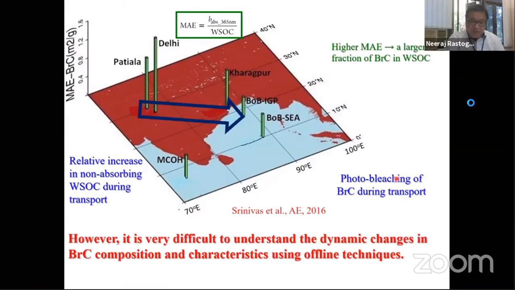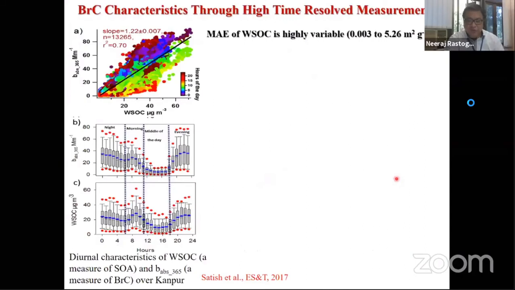However, it is very difficult to understand the dynamic changes in BRC composition and characteristics using offline techniques alone. So then we used online techniques. This is a study from over Kanpur. Now just see, around 13,000 data points are shown here. This is absorption coefficient, this is water soluble organic carbon, and the slope is actually MAE. If you recall, this was MAE, so slope means MAE.